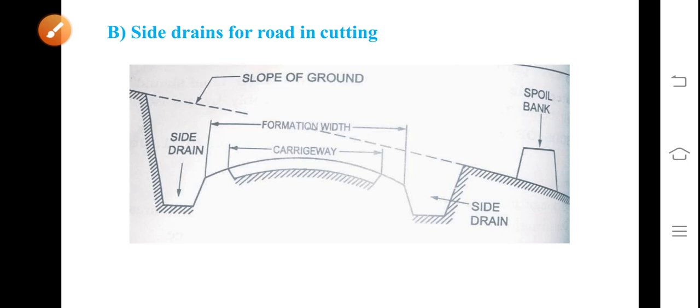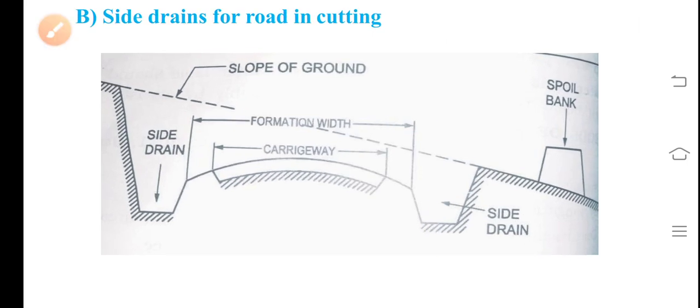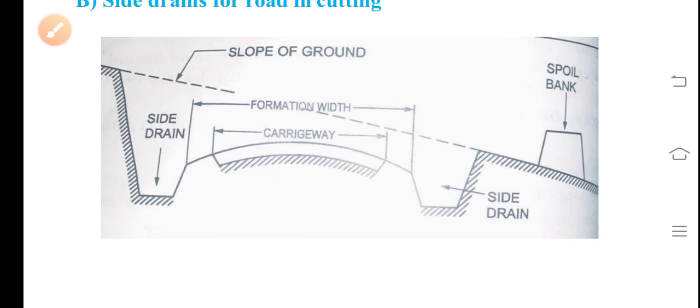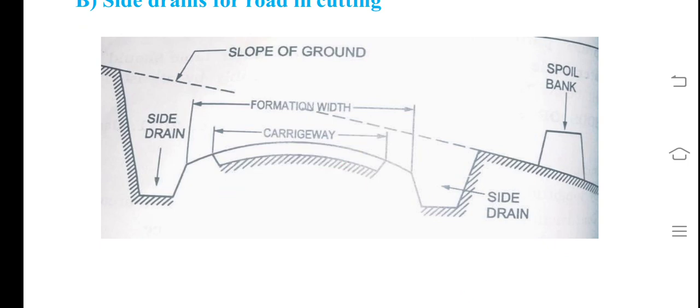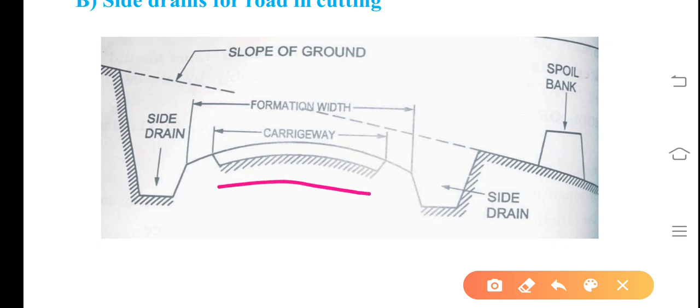Side drains for road in cutting. The previous sketch was about embankment. Now this is in cutting. When the road comes in cutting, this is the carriageway. This is formation width including the shoulders and separator if any, that we have defined.